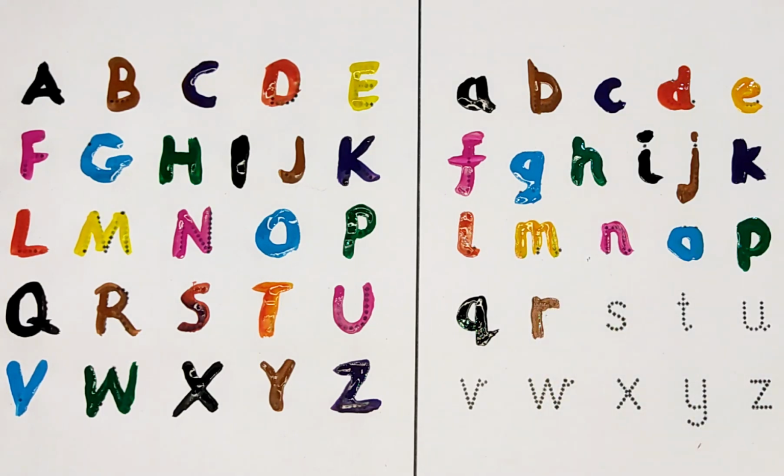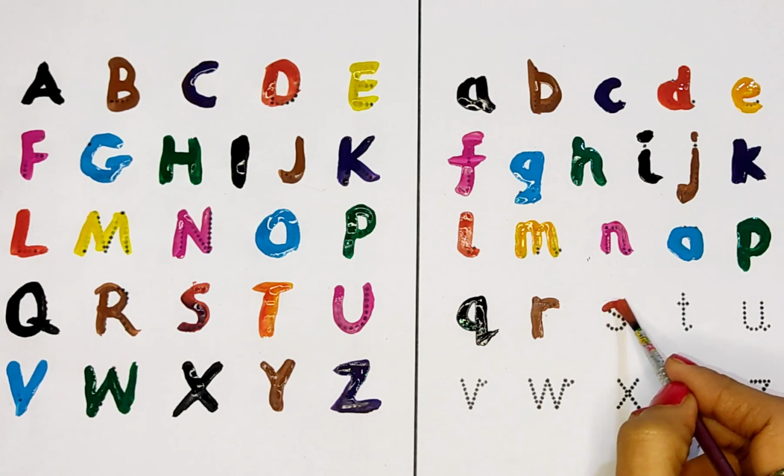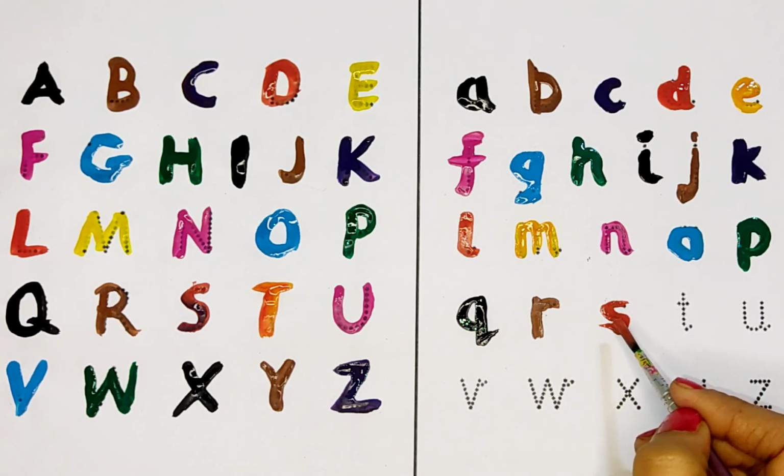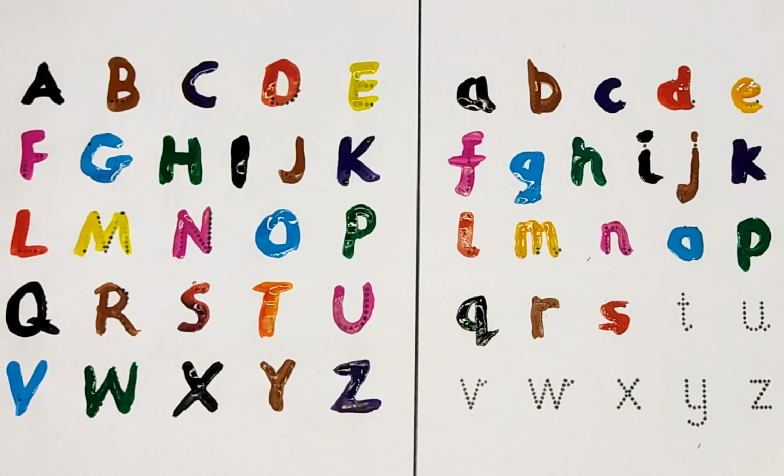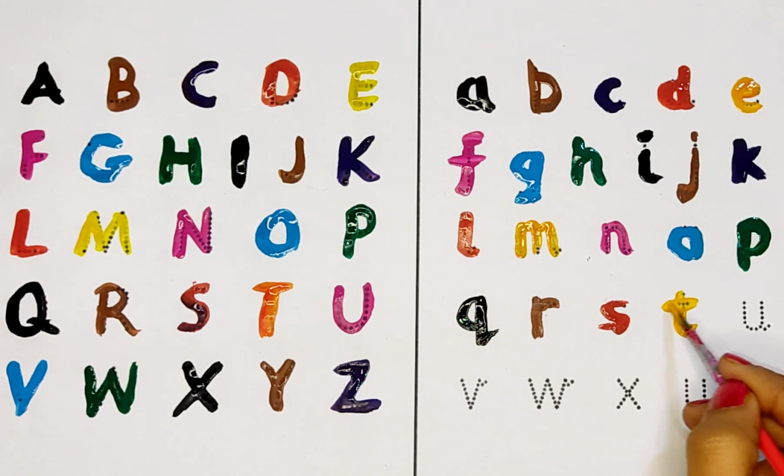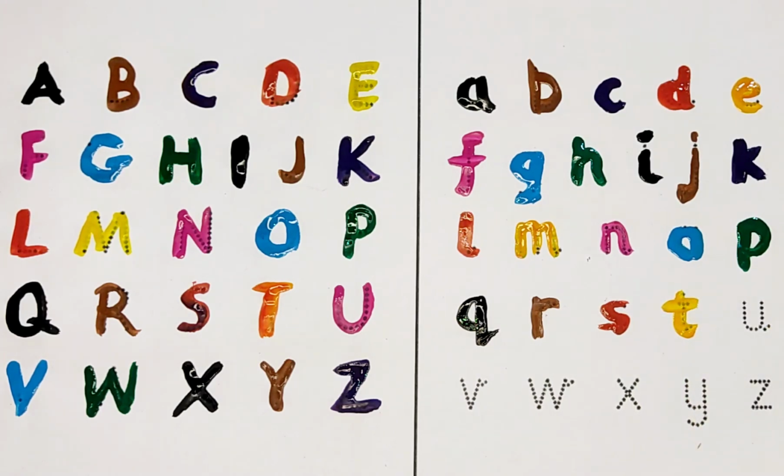R, R for rose. S, S for sunflower. T, T for trumpet. U, U for unicorn.